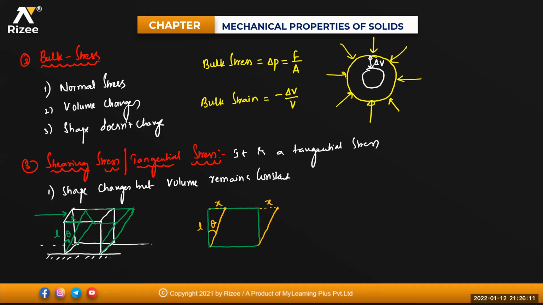So can I say that shearing stress is equal to force by area. The same way, shearing strain is represented by letter phi, that is nothing but tan phi. This tan phi is very, very small, so I'm taking it as phi, that is equal to x by L. X by L, that is your shearing strain.